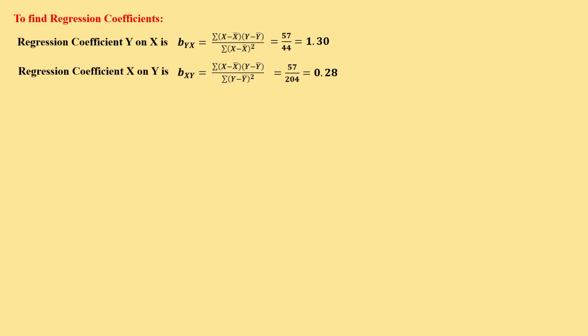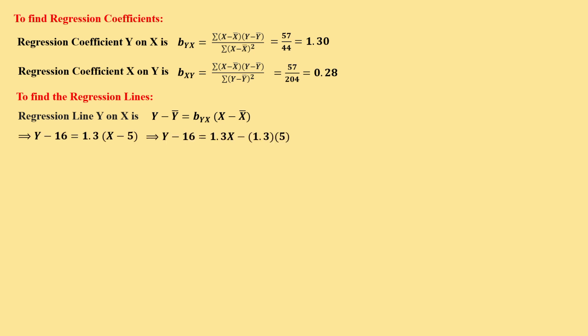Next we are going to find the regression lines. First, regression line y on x: y minus y bar is equal to byx into x minus x bar. We know the values of x bar, y bar, byx. Substitute the values and simplify, keeping y on one side and the remaining terms on the other side of the equality. So you will get y is equal to 1.3x plus 11.25, that is equation number 1.